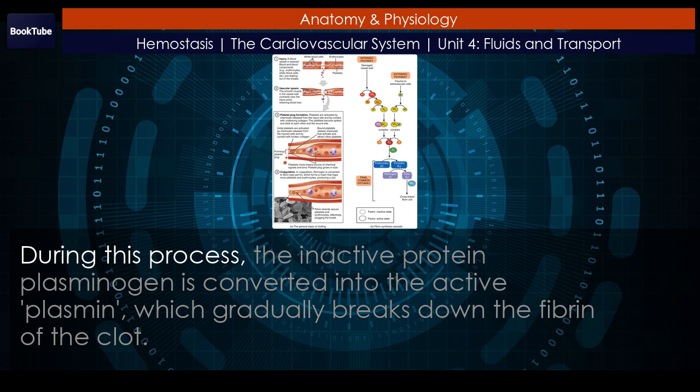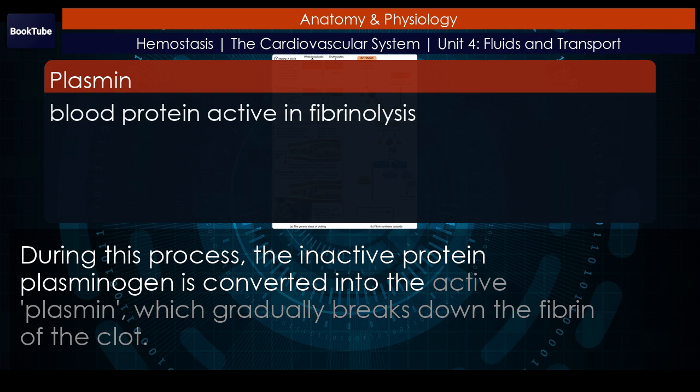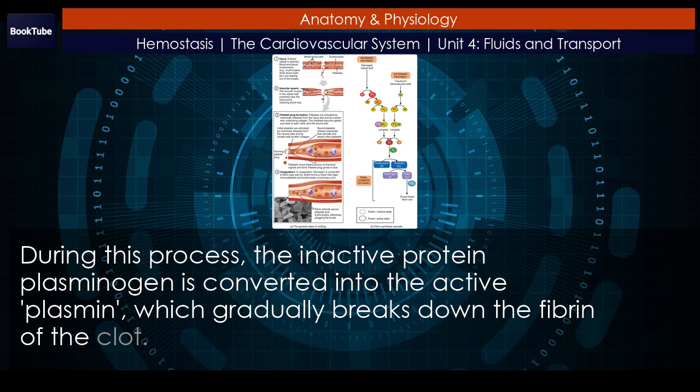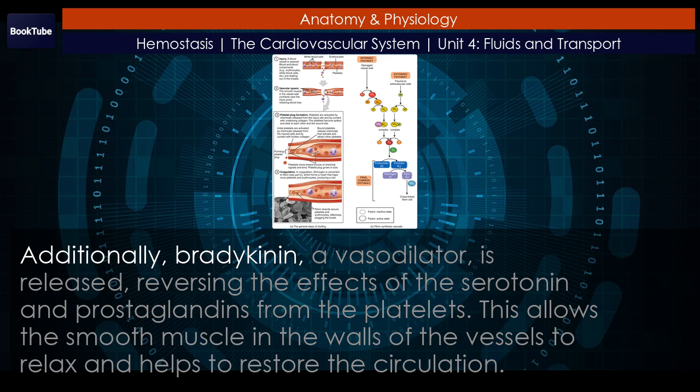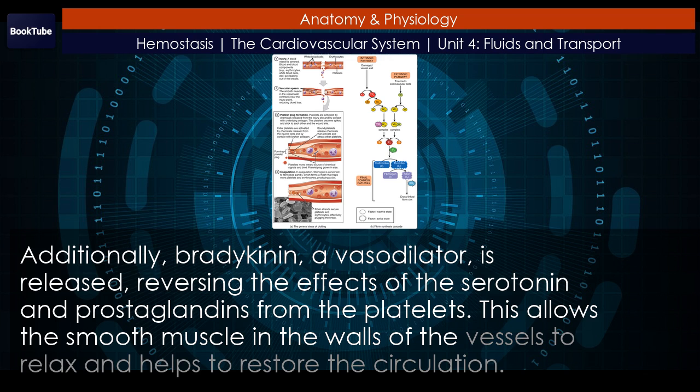During this process, the inactive protein plasminogen is converted into the active plasmin, which gradually breaks down the fibrin of the clot. Additionally, bradykinin, a vasodilator, is released, reversing the effects of the serotonin and prostaglandins from the platelets. This allows the smooth muscle in the walls of the vessels to relax and helps to restore the circulation.